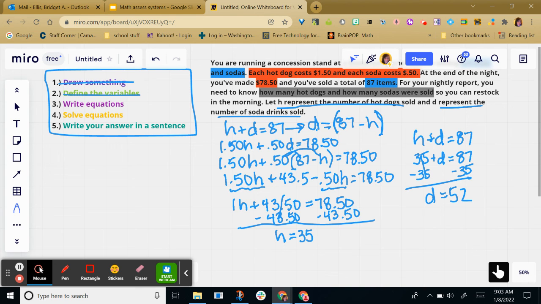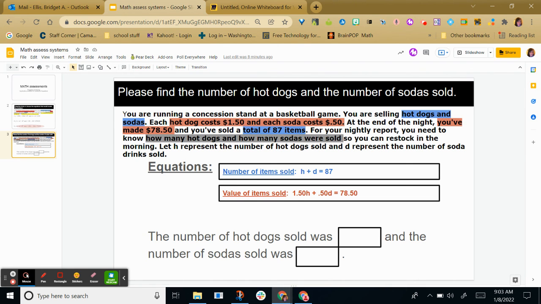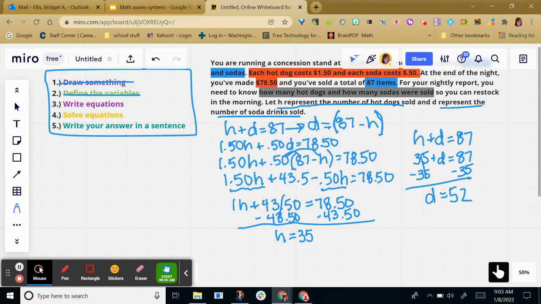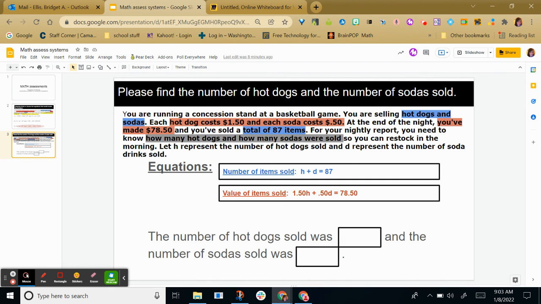And I'm done. Okay, let's go back and make sure that we enter it. H is 35 and D, we sold 52 drinks. So we sold 52, whoops, that's a text box, 52. And then we also sold 35 hot dogs, and we're good. So that, my friends, is how, in this application anyway, we're going to solve systems of equations.